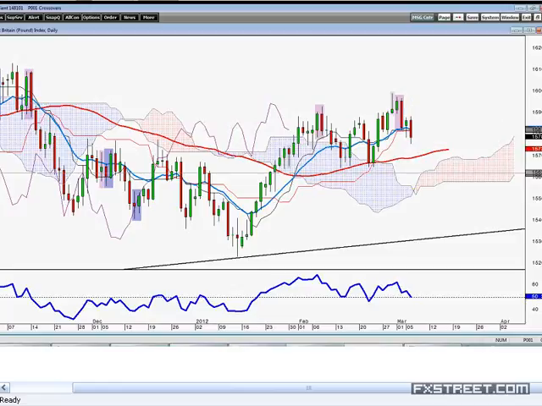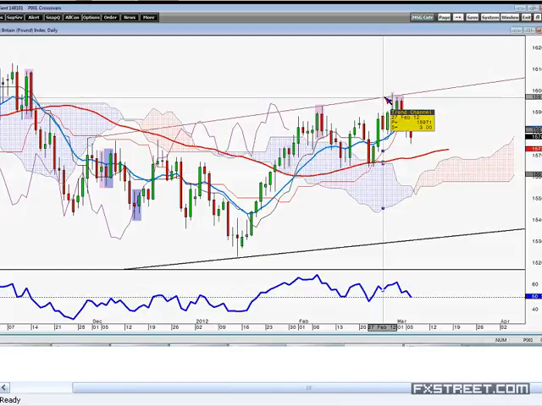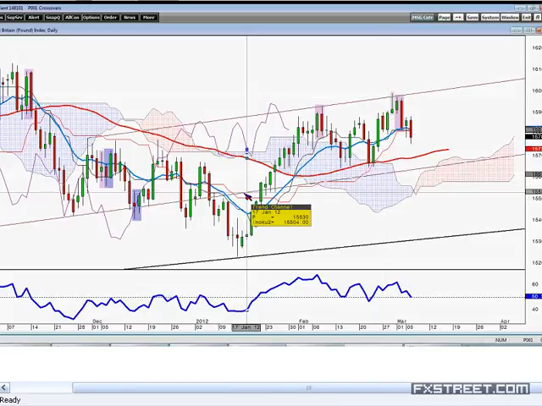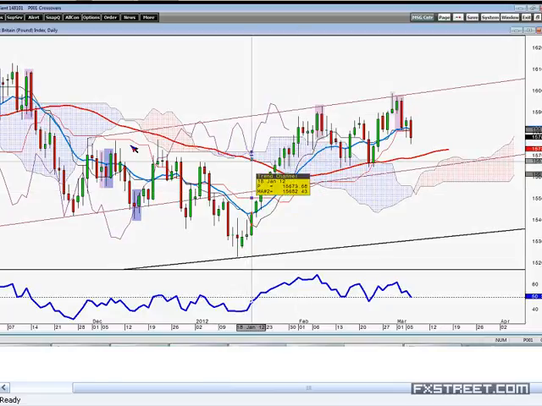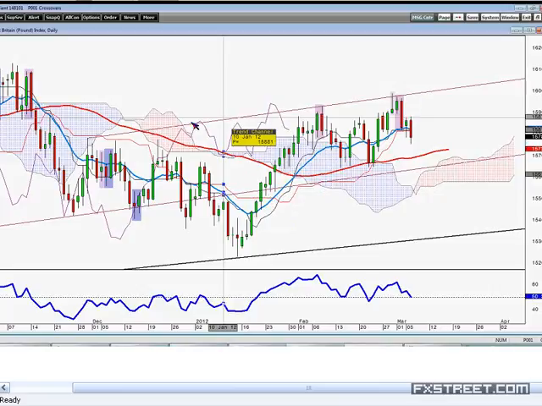But it is in a channel, and if it's inside a channel, you've got to expect price action to be pretty horrendous. Okay, because this is an area of consolidation. So just make this a bit better.